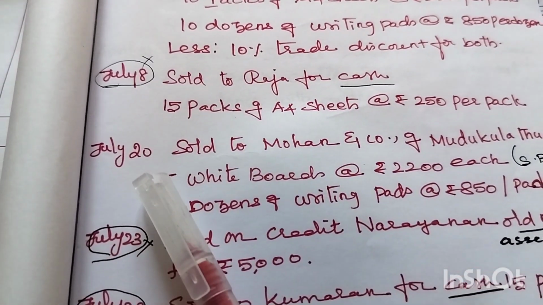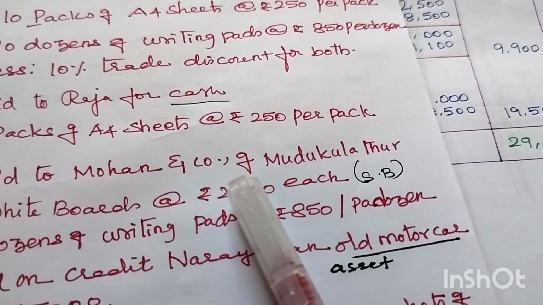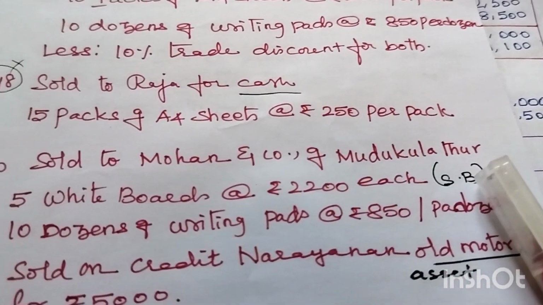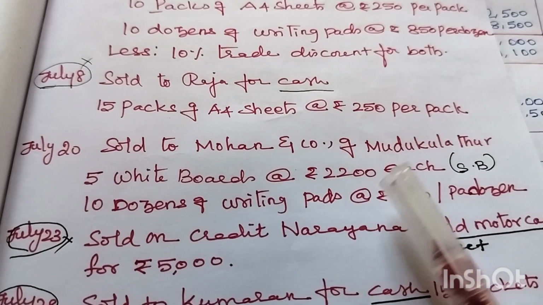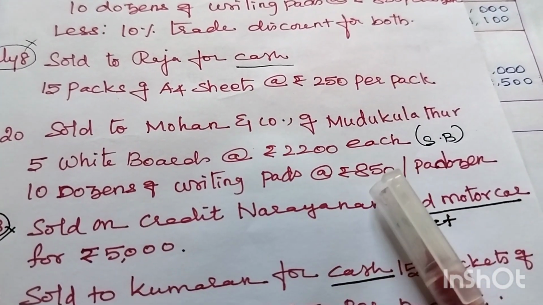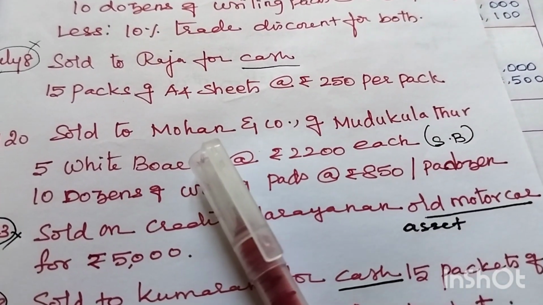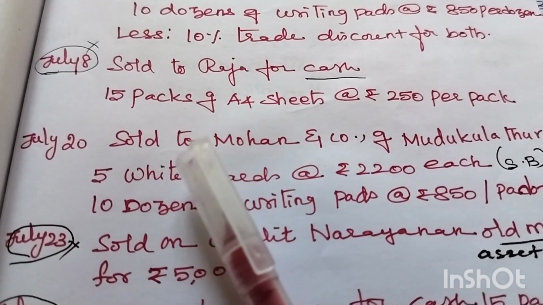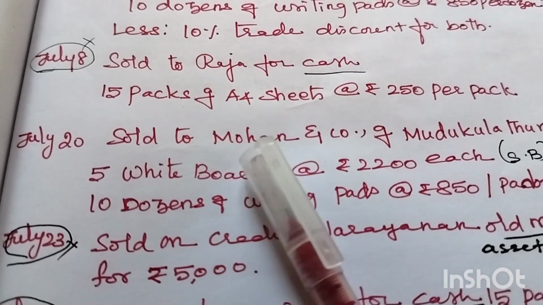Let's come to the next transaction: July 20, sold to Mohan and Co of Mudukulatur. 5 whiteboards at rupees 2,200 each and 10 dozens of writing pads at rupees 850 per dozen. What does this transaction tell us? This transaction tells us this is a credit sales transaction. So you are going to enter this transaction into the sales book.